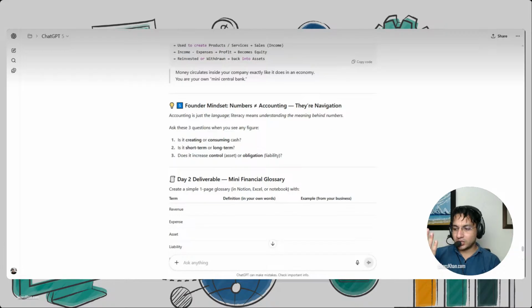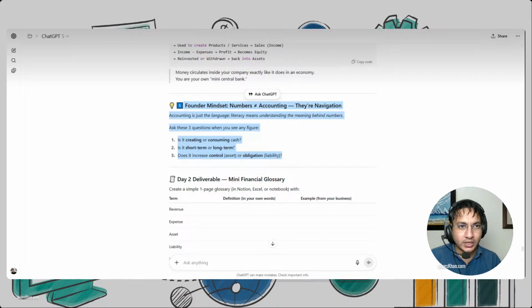In the account sheet, we have to see whether this thing is increasing the cash or decreasing the cash. Is it short term or long term? The effect of that thing is going to be short term or long term. Does it increase a controlled asset or an obligation, a liability? So yeah, these three things are very important, and we can just put it here. That's the main interesting thing.